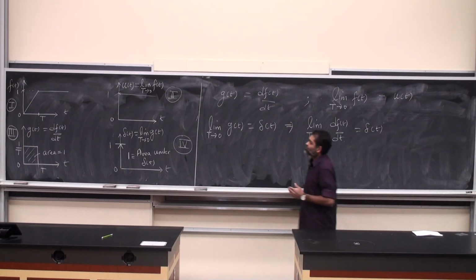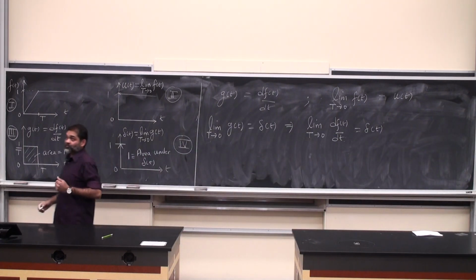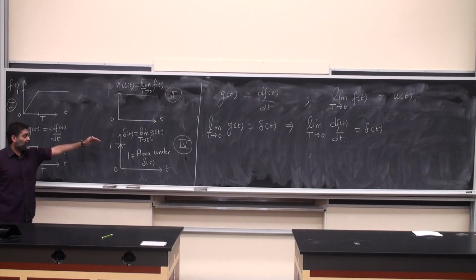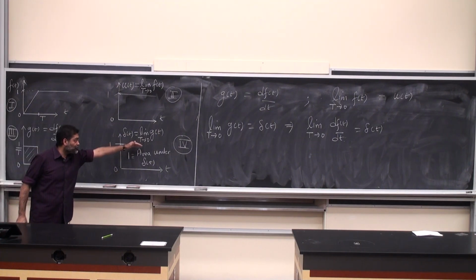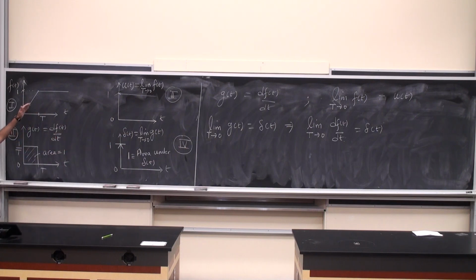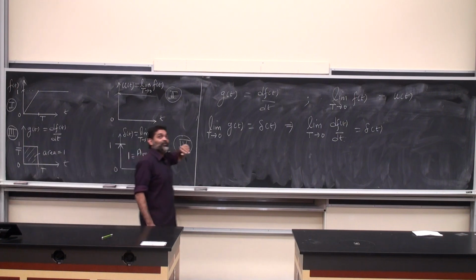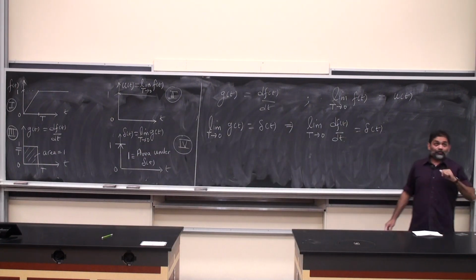Okay. Start with f of t, take the derivative, get g of t. Take g of t, set capital T to be going to 0, you get the impulse function. Take f of t, set capital T to be 0, or in the limit of that, you get the unit step function. Here is what I'm going to do.